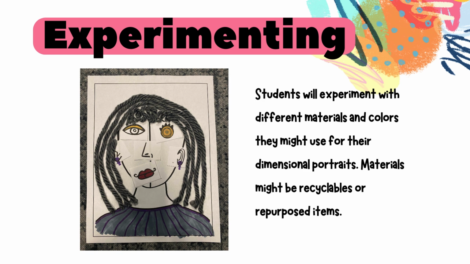Now, with experimenting, students can start experimenting with different materials, not just paper and coloring sheets. They can use this to start adding new materials. It could be recyclables or repurposed items. Here, I started coloring the facial features. I used markers. I drew on some earrings, and I added some yarn hair. But I will say at this stage, I decided that I really wanted my final product to be a little bit more abstract. This was still too close to my actual appearance.